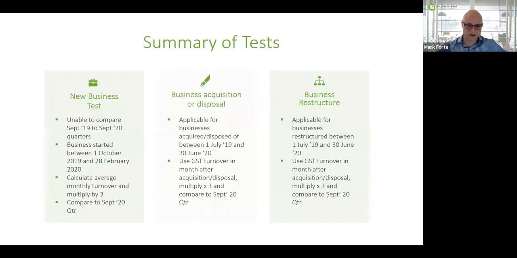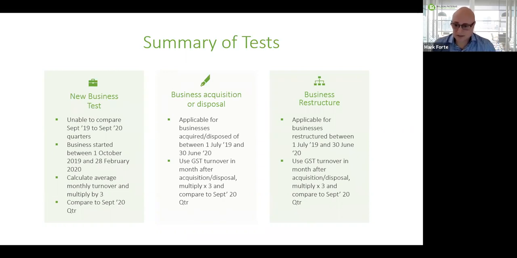Okay, so move on to the next slide. Just in summary, first one, new business tests. I believe I've answered that when Marissa sent through her question. So we'll go to the next one, business acquisition or disposal. This applies to businesses acquired or disposed of between the 1st of July 2019 and 30 June 2020. So from there, you use your GST turnover in the month after acquisition, you multiply that by 3, and you compare that to the September 2020 quarter.